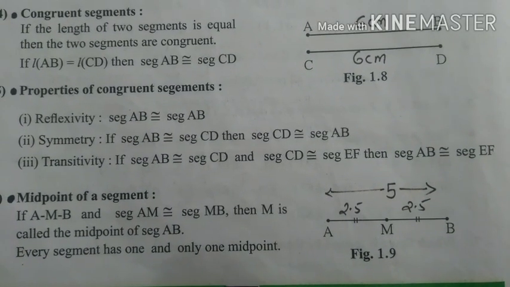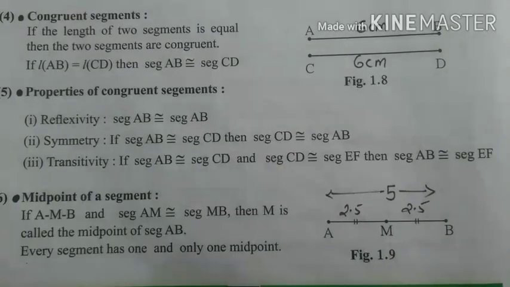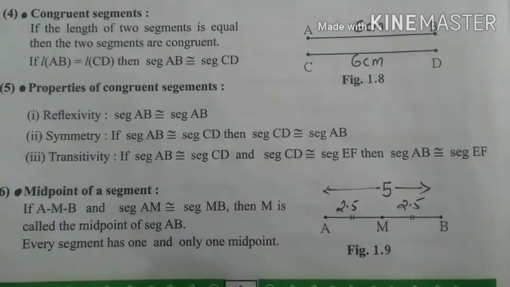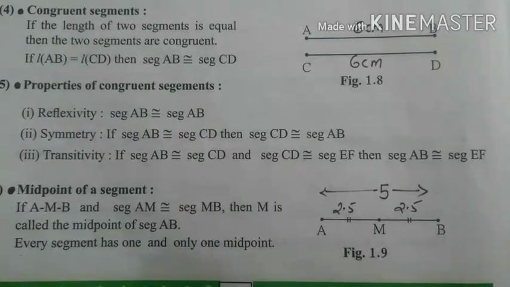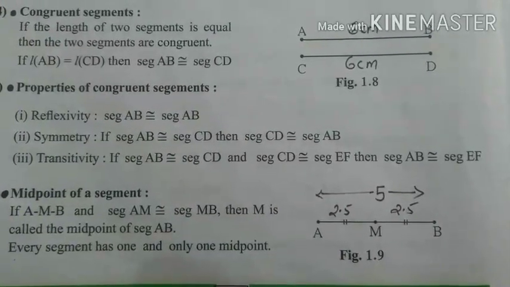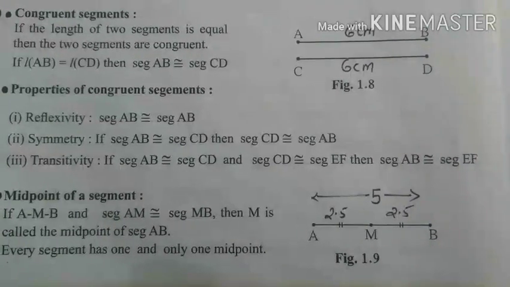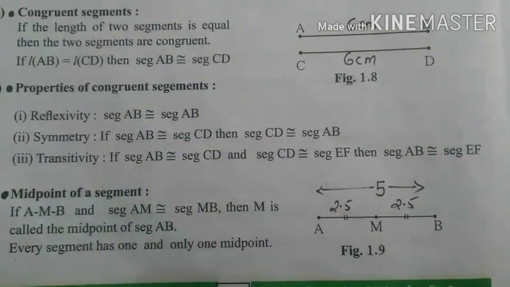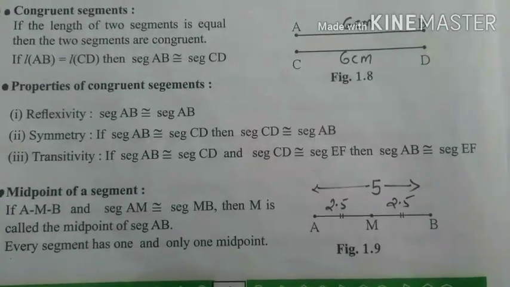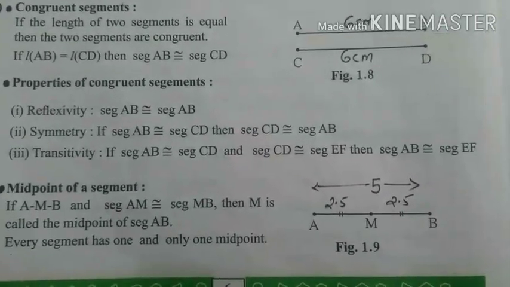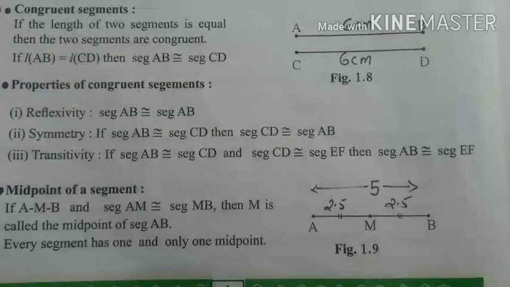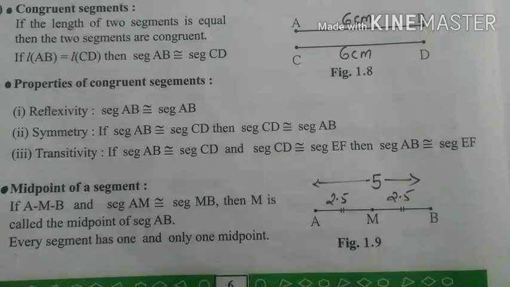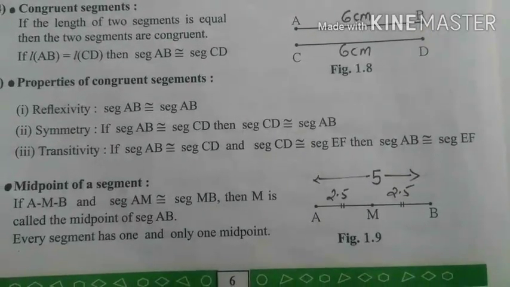Now our next point is congruent segments. If the lengths of two segments are equal, then the two segments are congruent to each other. You can see in the figure, segment AB is 6 cm and segment CD is also 6 cm. Means both segments are of equal measure, so they are congruent to each other. And how can we write this? See the congruent symbol. Segment AB is congruent to segment CD.